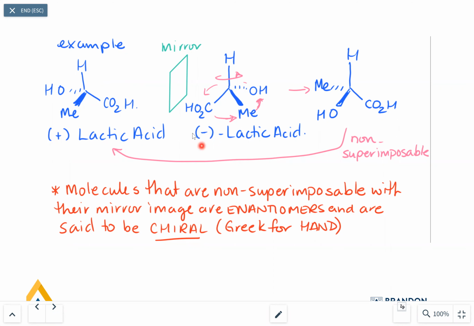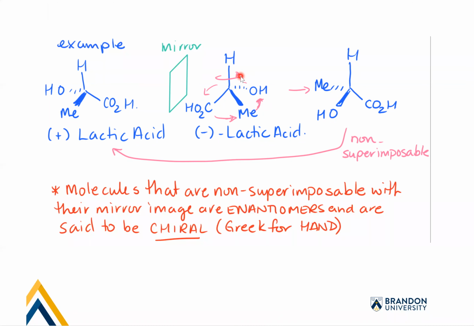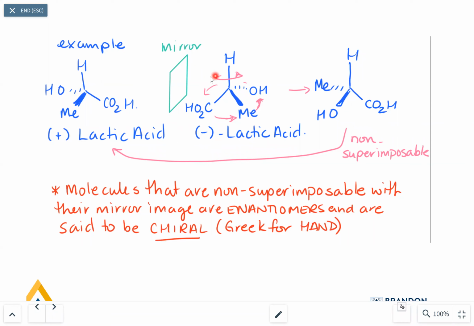We'll figure out what this means in a second, but they're not superimposable on one another. So if we rotate, and I actually went to work yesterday and I got my model set and I left it on my desk so when I left I could bring it with me, and of course I totally forgot it.